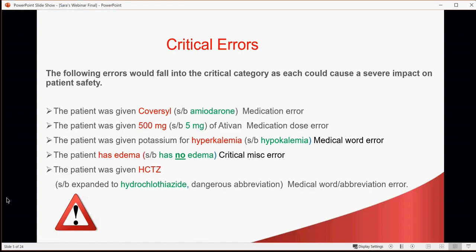The patient was given HCTZ. Should be expanded to hydrochlorothiazide. It's a dangerous abbreviation. That will go under your medical word abbreviation error in the critical category. Dangerous abbreviations are always expanded regardless of where they are dictated in the report. Any dangerous abbreviation that is not expanded will always be a medical word abbreviation error and will always be a critical error.